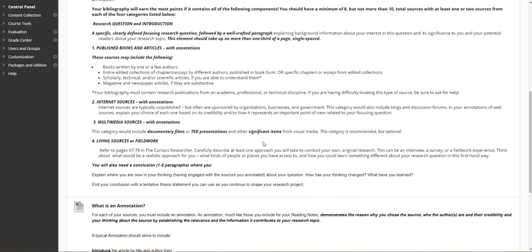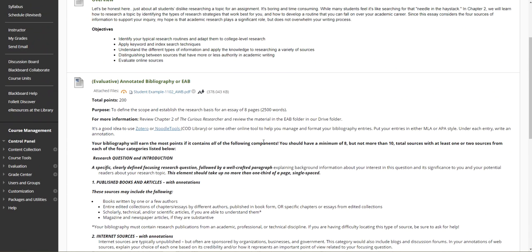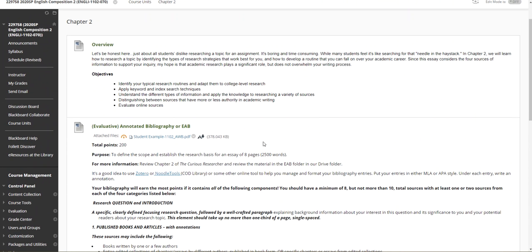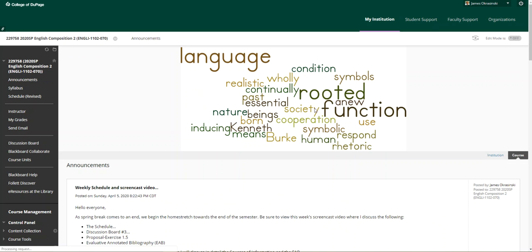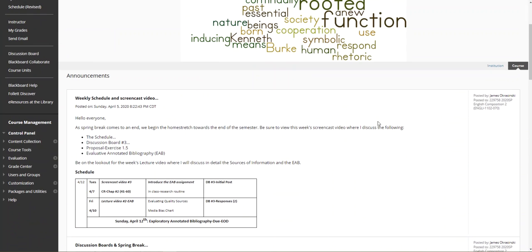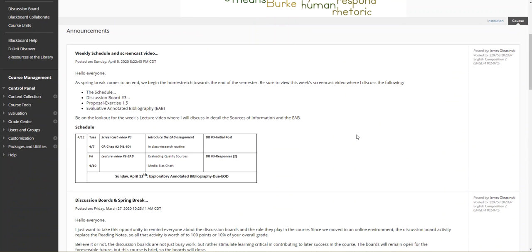Okay, so this will start you off on the annotated bibliography. Like I said, I will cover this in greater detail in the lecture video for this week. Be sure to double check exercise 1.5 and complete that and move into discussion board number 3.